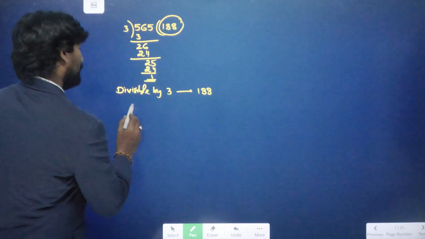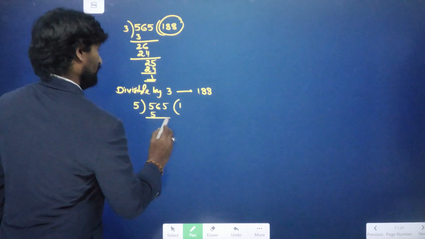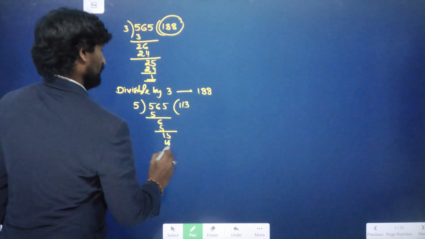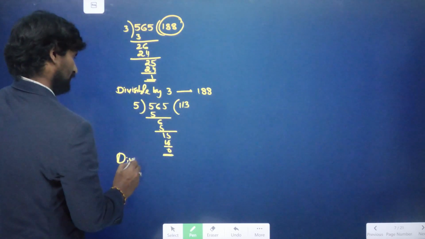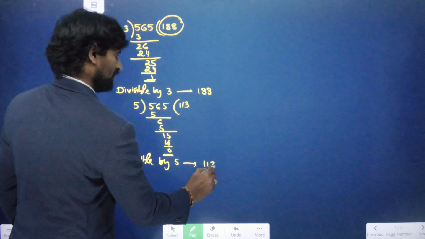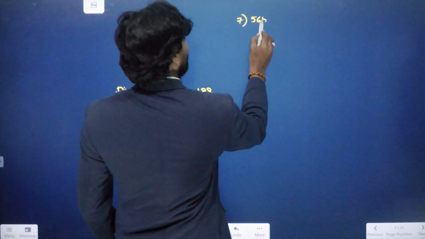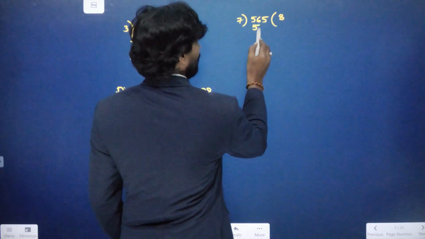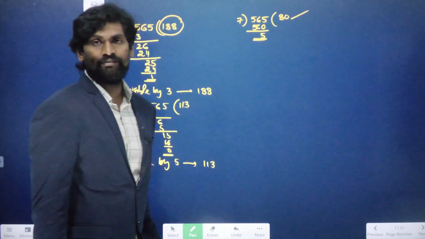Now divisible by 5. Let us take the 5 table. So 565, 5 ones are 5, again 5 ones are 5, 5 threes are 15. So there are 113 divisible by 5. Next, divisible by 7. Same number, let us try to divide with 7. So 7 eights are 56. That means 80s are 560. So 80 of them are divisible by 7.